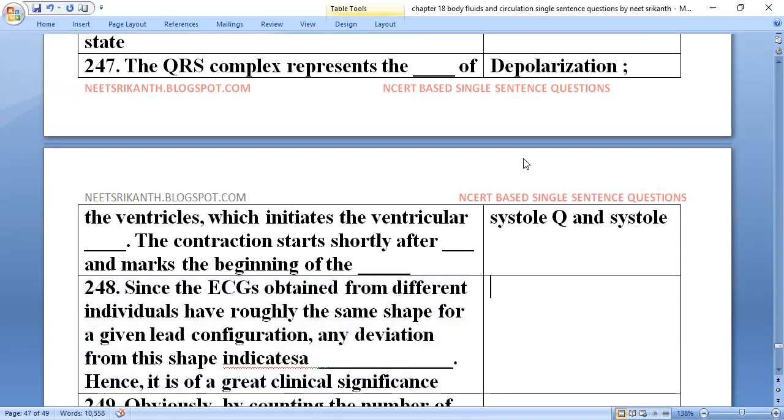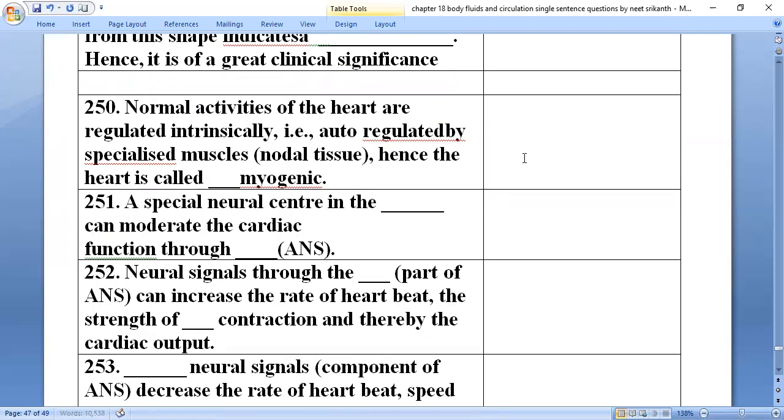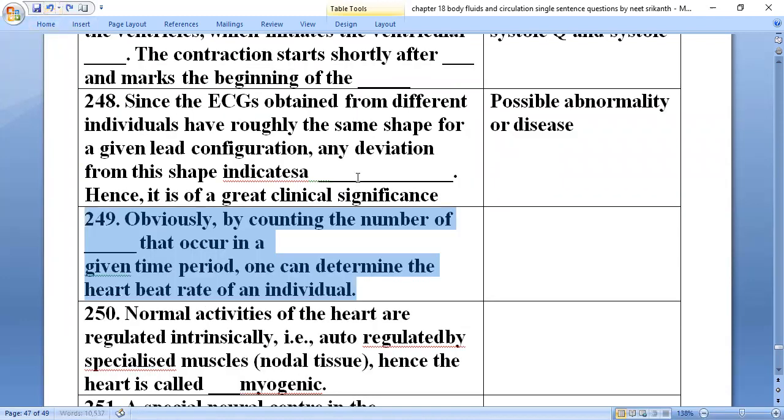Since the ECGs obtained from different individuals have roughly the same shape for a given lead configuration, any deviation from the shape indicates a possible abnormality or disease, maybe myocardial ischemia or myocardial infarction. Obviously, by counting the number of QRS complexes that occur in a given time period, one can determine the heartbeat rate of an individual.